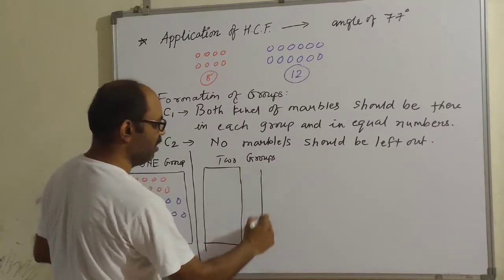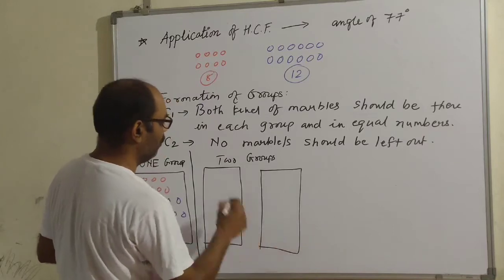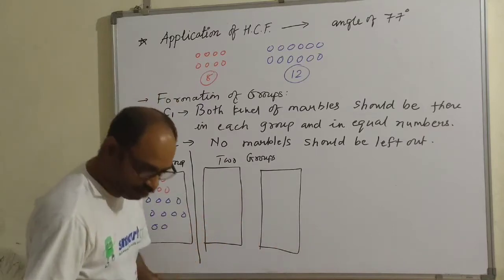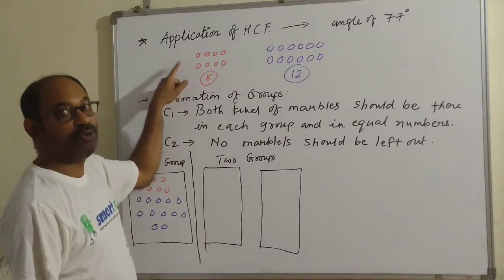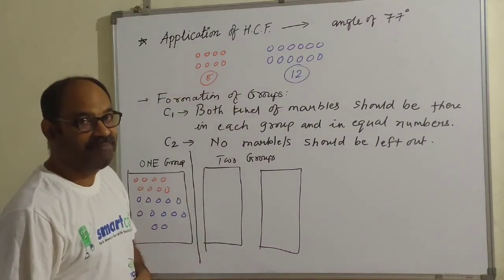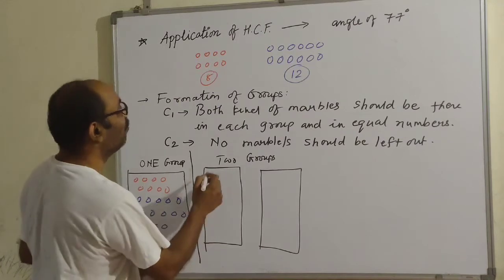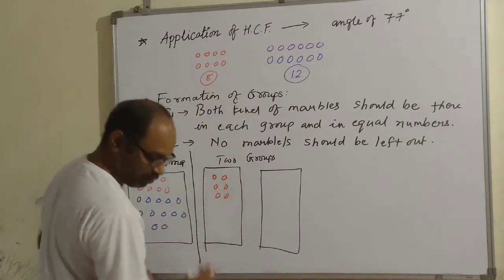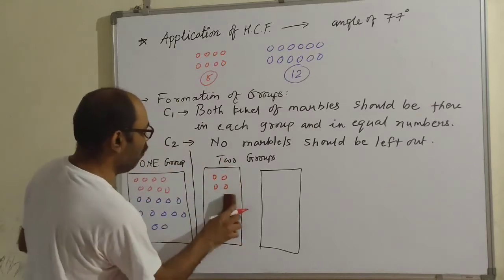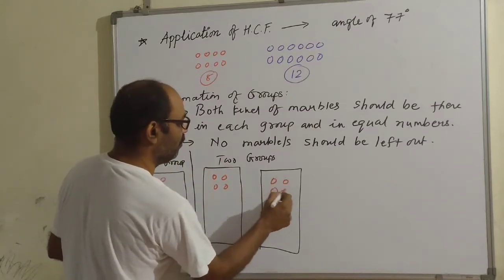This is group 1 and group 2. Two groups I have formed and I have got 8 red marbles. So in each group, how many marbles can I keep? Correct, 4. So these 4 marbles I am placing in this group, and 4 marbles in this group.